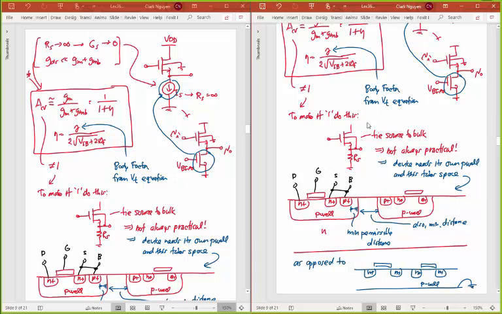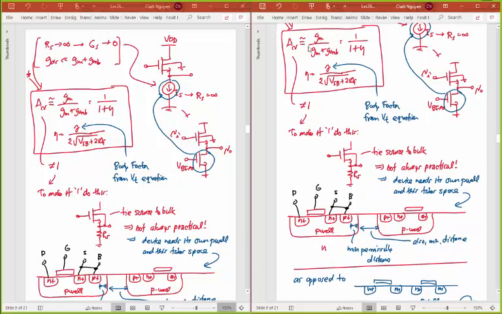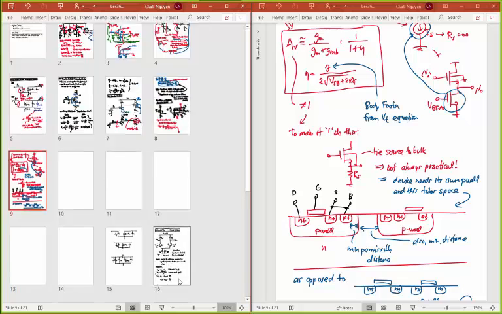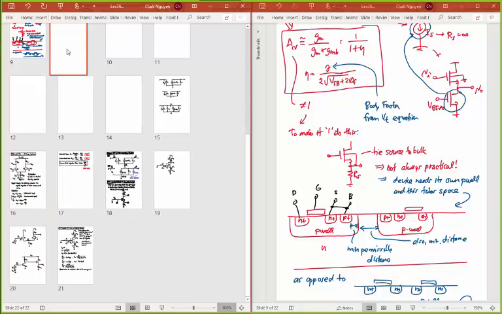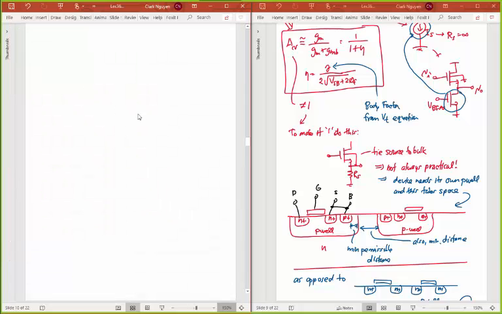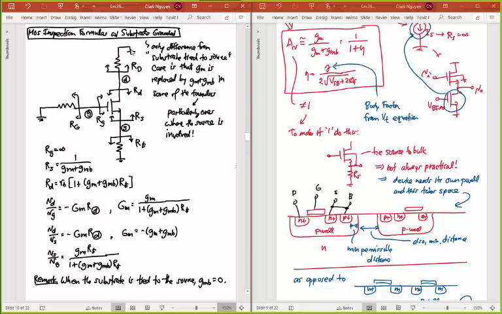And what you're noticing here is the difference is this, there's a GM plus GMB added to this whole thing. And so in the end, without doing all the derivations for you here, I'm just going to skip to the end and just tell you that this is what you end up with when your substrate is grounded instead of tied to your source.